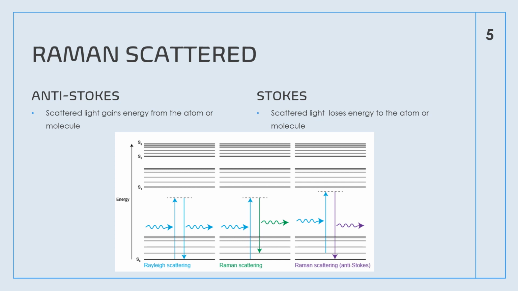Stokes Raman scattered light is scattered light that loses energy to the atom or molecule. Stokes Raman scattering occurs when the molecule moves from the ground state to a virtual state before dropping down to a higher energy vibrational state than it had originally. Stokes Raman scattering is more commonly measured in Raman spectroscopes.